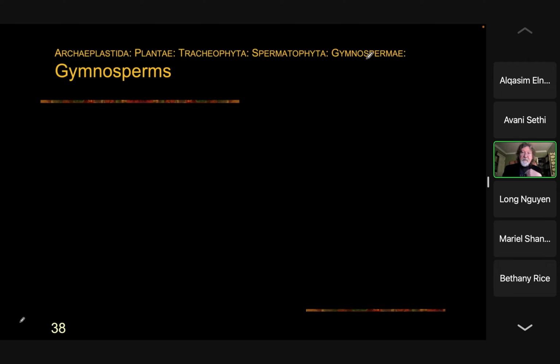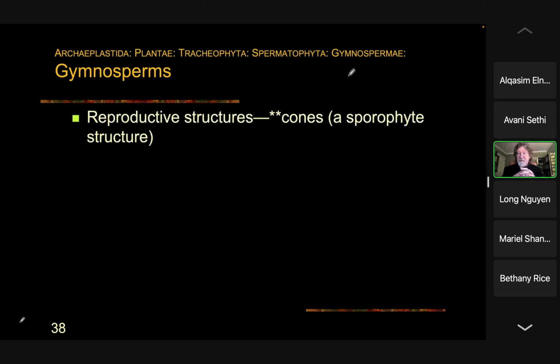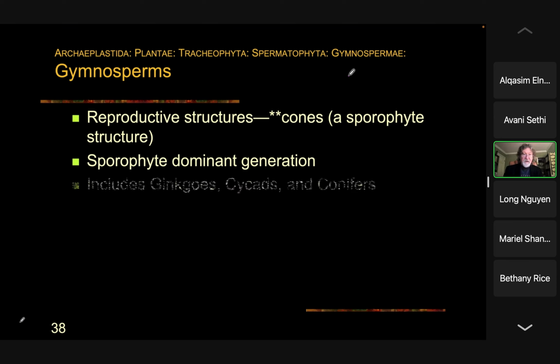Now, Gymnospermae has three different clades. We're mostly going to be concentrated on one group. So the reproductive, I'm putting it as an apomorphy, one of the reproductive structures here in the gymnosperms is something called cones. And these cones are on the sporophyte. We'll look at how those cones work shortly. So that's a sporophyte structure, and of course, because these are tracheophytes, it's the dominant generation.